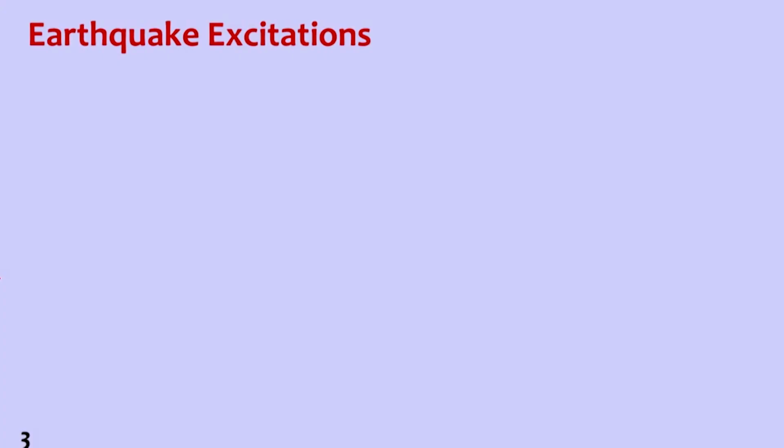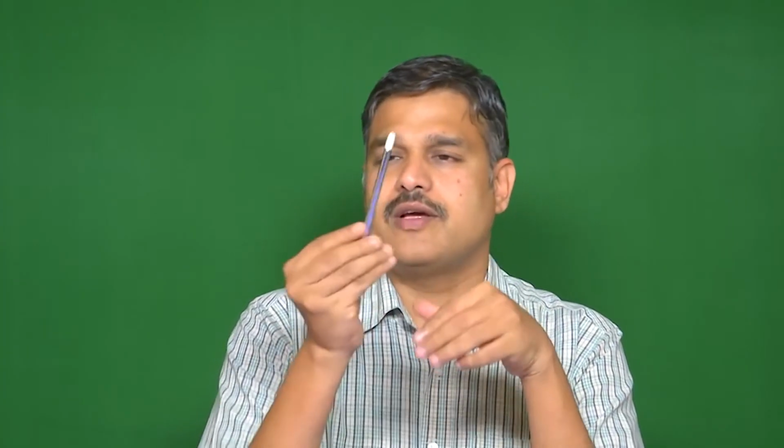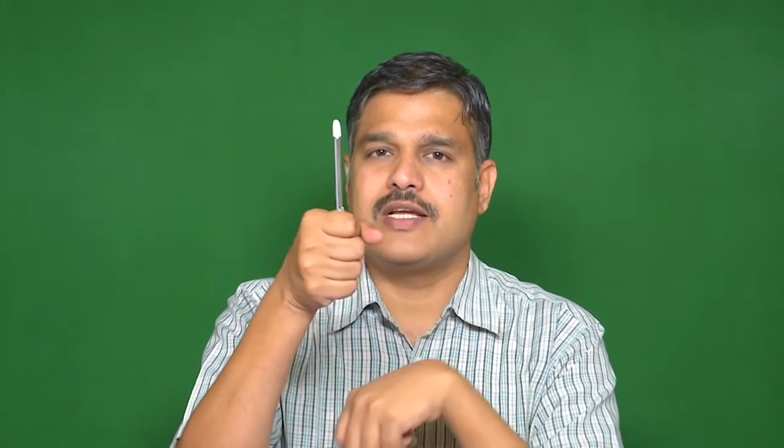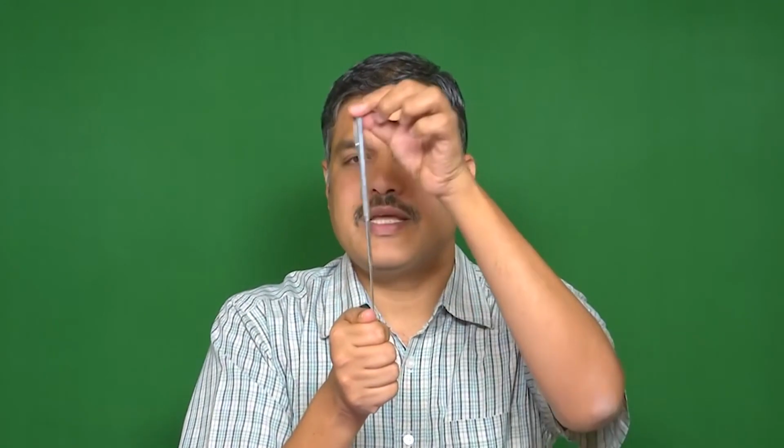Earthquake excitation is, say, assume that this is a structure. Earthquake excitation means a force is acting, that is the excitation, the ground is exciting. So the ground is vibrating like this. When the ground is vibrating, because of this ground motion, the ground is moving and the structure is vibrating here.